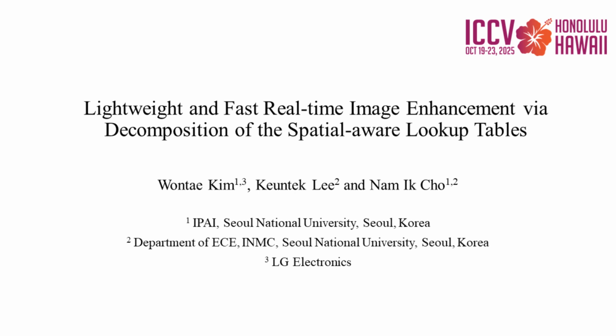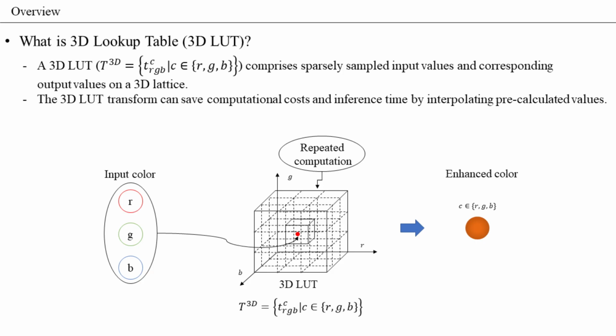I will introduce our paper, Lightweight and Fast Real-Time Image Enhancement via Decomposition of the Spatial-Aware Lookup Tables. The 3D LUT is an efficient data structure. It comprises sparsely sampled input values and corresponding output values on a 3D lattice. The 3D LUT transform can directly convert input values into output values by interpolating pre-calculated values. By doing this, the 3D LUT transform can save computational costs and inference time.